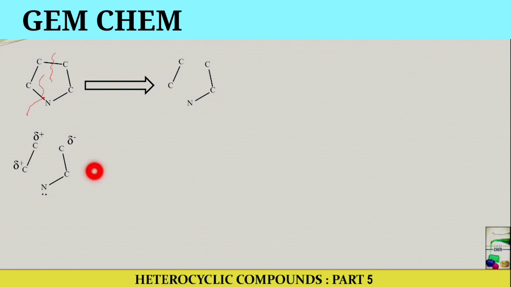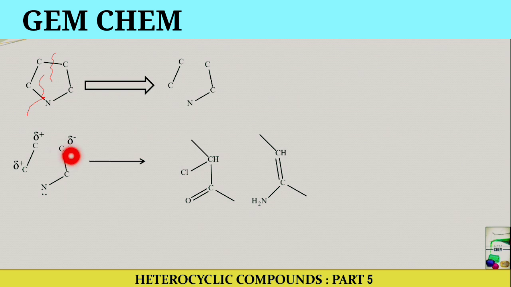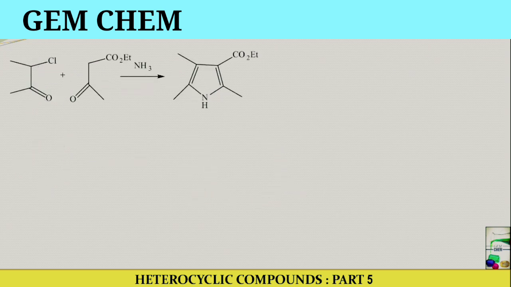In order to accommodate these charges, the best substrate having two C plus charges will be your alpha haloketone, and for the one where carbon will have a delta negative charge, we can take an enamine. One of the simplest syntheses of this pyrrole can take place using Hantzsch synthesis. We have taken an alpha haloketone, along with an alpha ketoester. This ketoester is going to react with NH3 to produce your destined enamine.